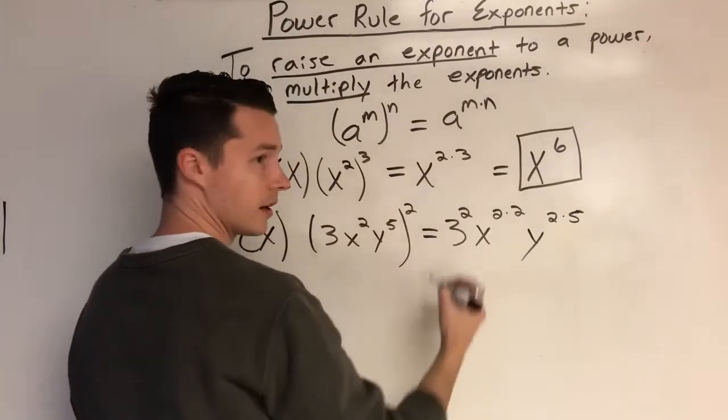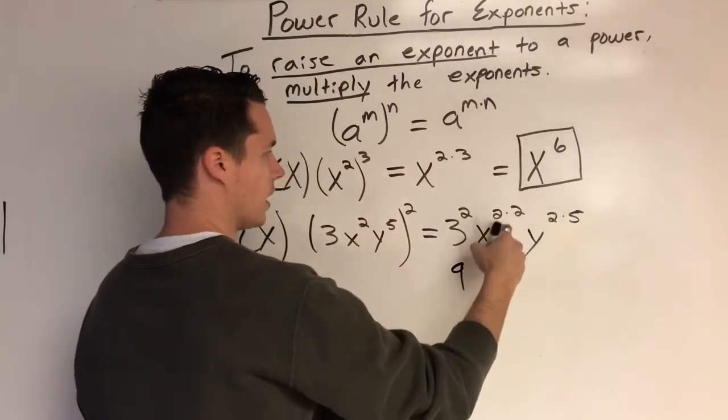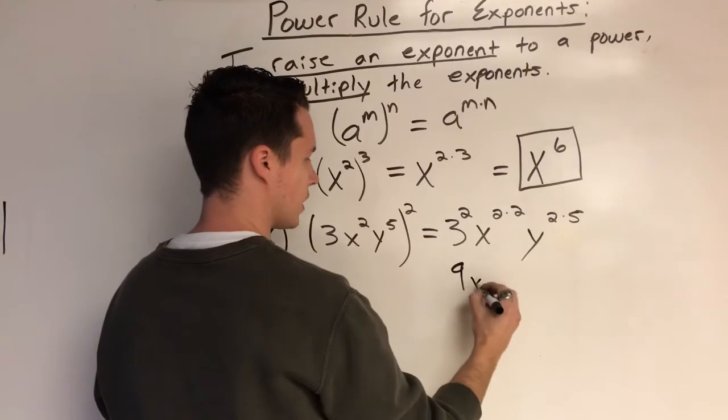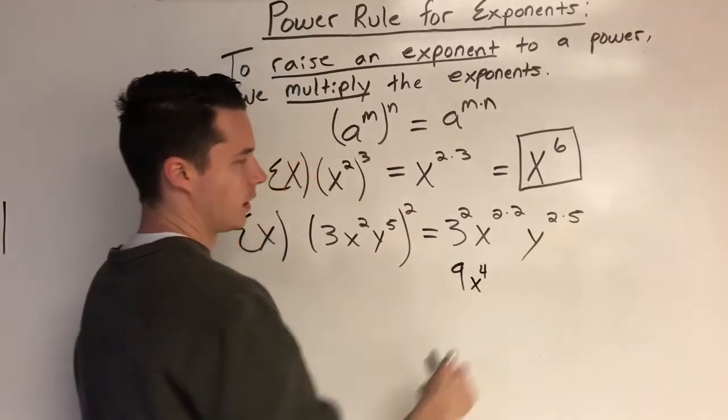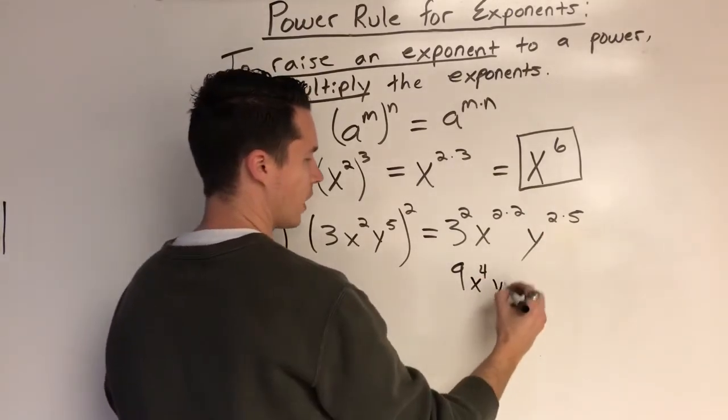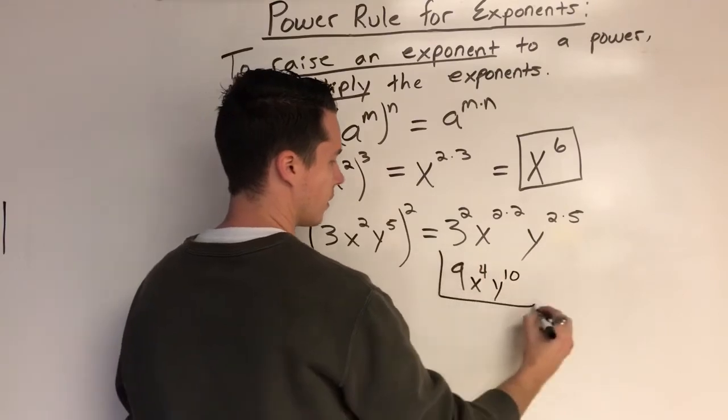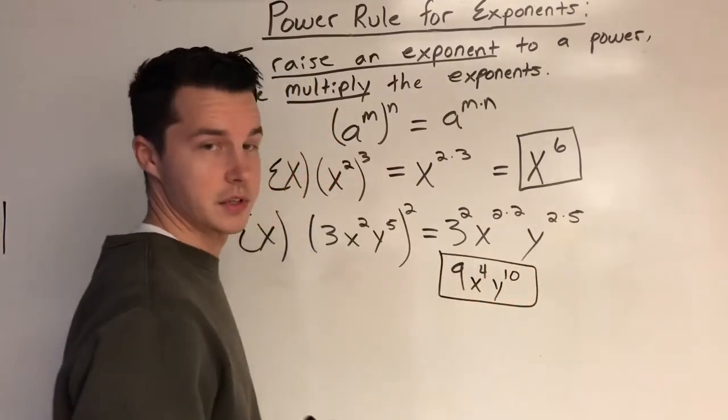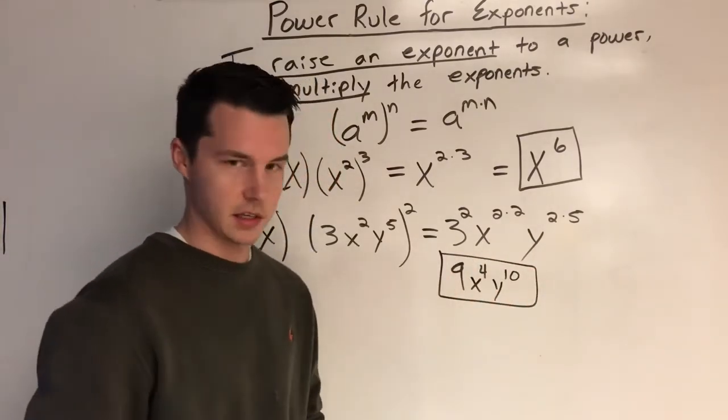Alright, so 3 squared, that's 9. X to the 2 times 2, well, 2 times 2 is 4. And then y to the 2 times 5, that's y to the 10. That's it for that one. Let's do one more quick example, and then that's it.